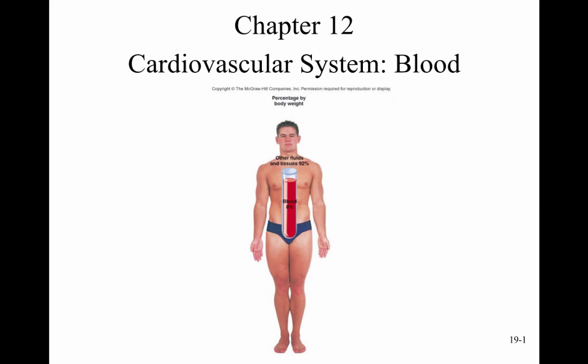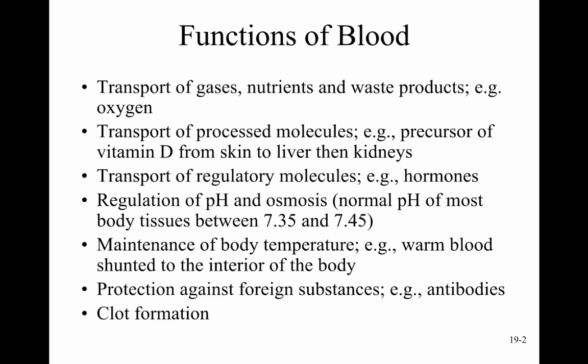Okay, we're going to start in on chapter 12 and we're combining that with chapter 13. So we're going to be combining the blood and the heart together, even though your book will separate them into two different chapters. So we're going to start with the blood and what makes up the blood. The functions of blood: we transport gases, nutrients, and waste products.